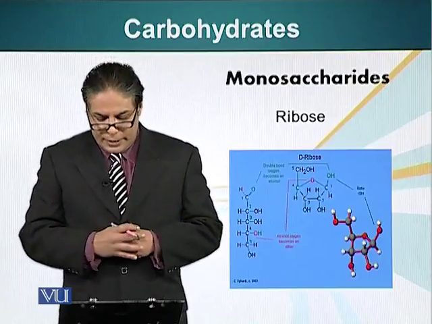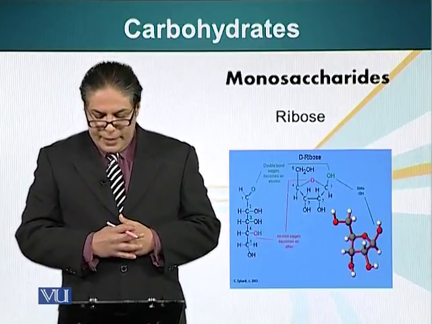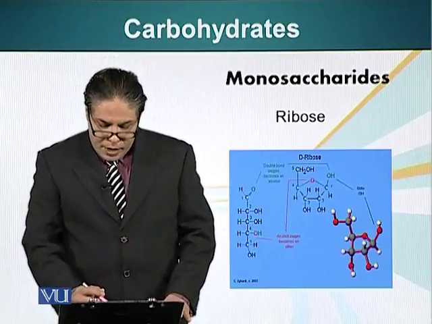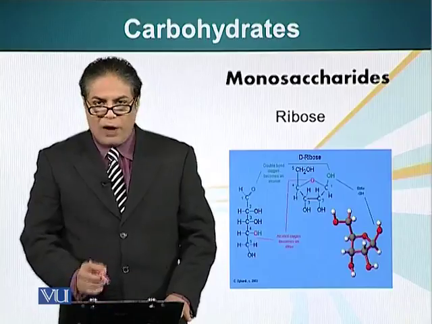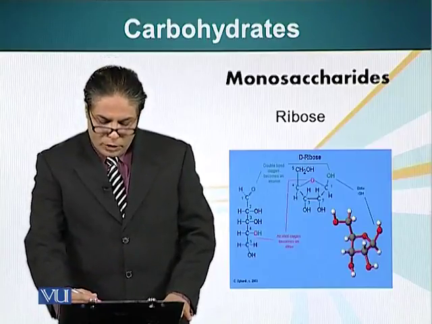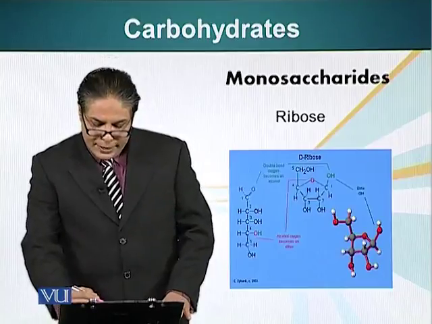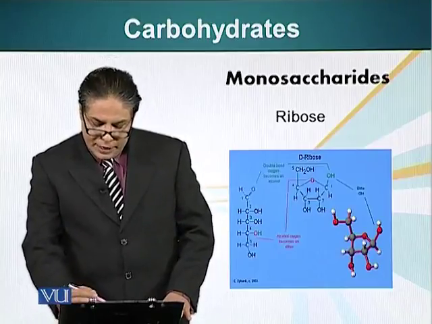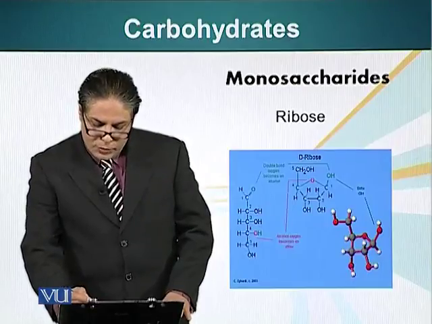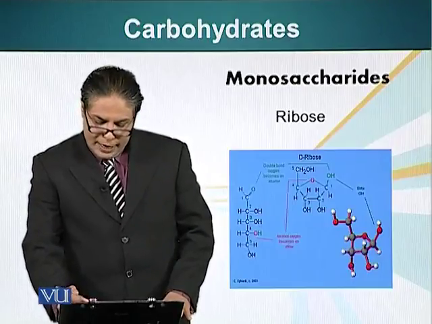One of the monosaccharides that I would like to talk about, we will talk about this monosaccharide in significant detail when we talk about DNA or ribonucleic acids, is ribose. This molecule has 5 carbon atoms. You can see they have been numbered 1, 2, 3, 4, and 5. When this molecule becomes circular, please pay attention to the position of these carbon atoms.